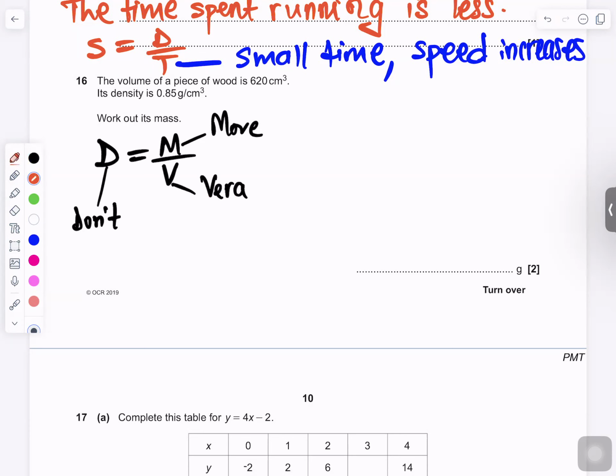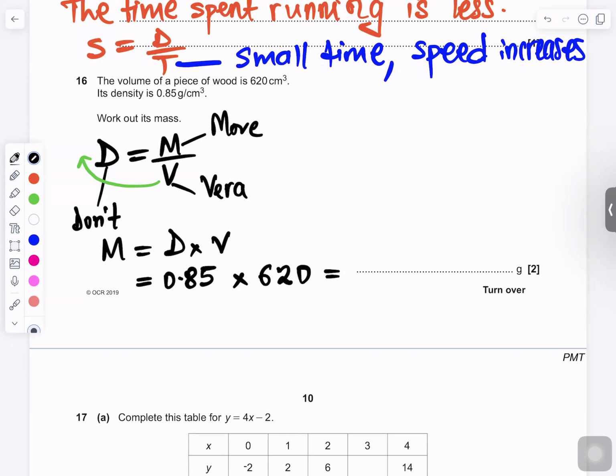So work out the mass. If we want to get the mass, we'll take D, V to the other side. So mass is density times volume. The density is 0.85 times the volume is 620. What does that give you? 527. 527. So 527 grams. Pablos, that would be a good place to end.